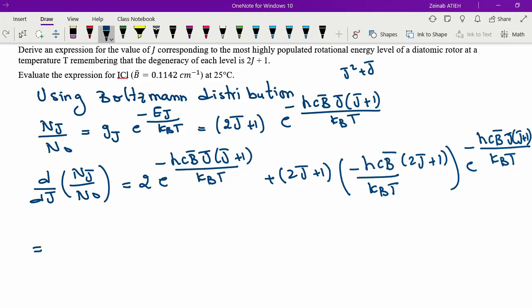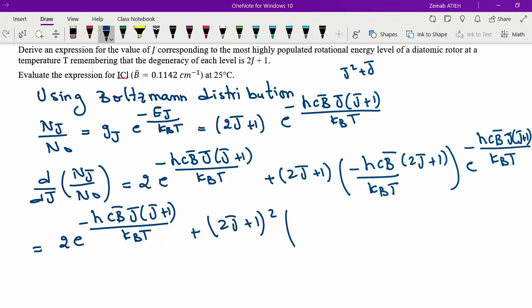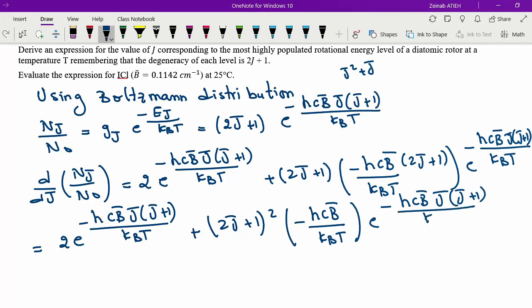Let's arrange it a little bit first. So 2 exponential minus hcB bar J(J plus 1) over kBT, plus (2J plus 1) squared times minus hcB bar over kBT exponential minus hcB bar J(J plus 1) over kBT. We have said that the derivative of the function must be equal to 0 so that the function is maximum, the number is maximum.